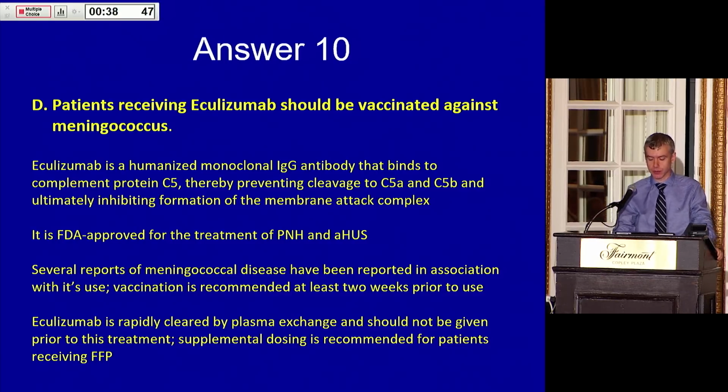It is FDA approved for the treatment of PNH and atypical HUS. Several reports of meningococcal disease have been reported in association, and therefore vaccination is recommended at least 2 weeks prior to use. It is rapidly cleared by plasma exchange and should not be given prior to this treatment. Supplemental dosing is recommended for patients receiving FFP.